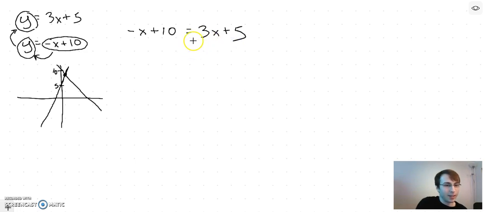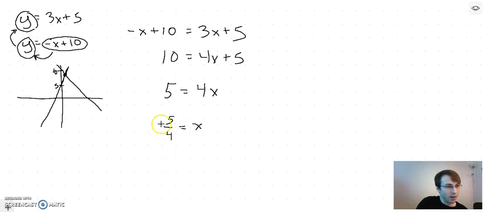And now we can just solve the equation. So add x to both sides, get 10 equals 4x plus 5, and then minus 5 over there. So 5 equals 4x, and then divide by 4, 5 fourths equals x, or x equals 1.25.